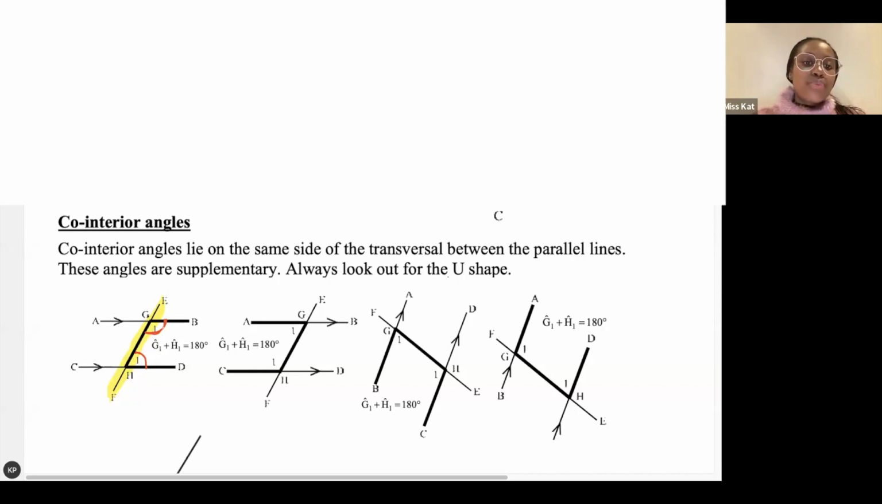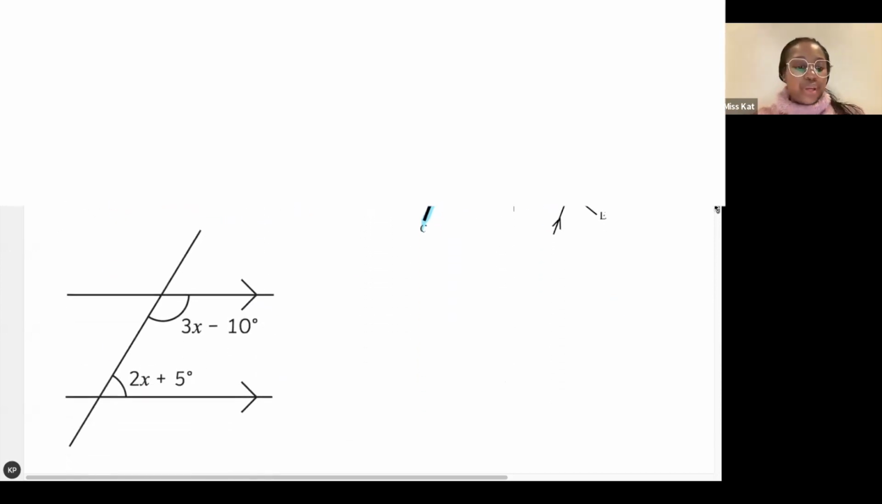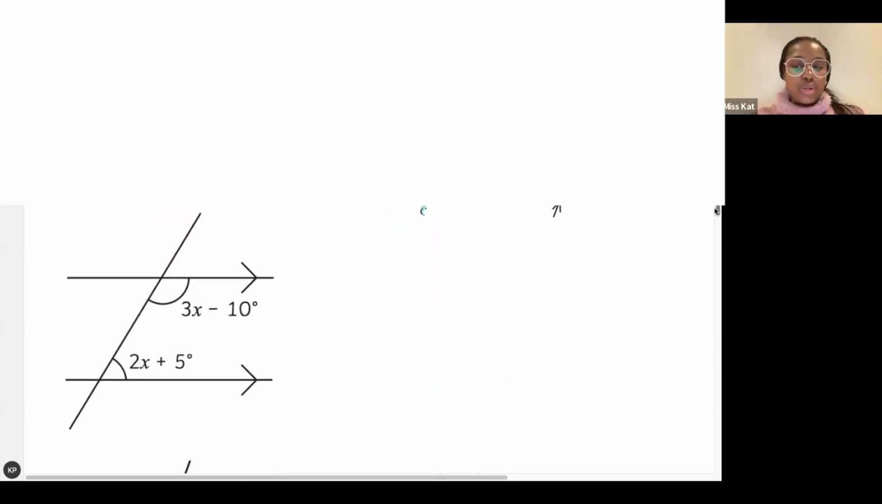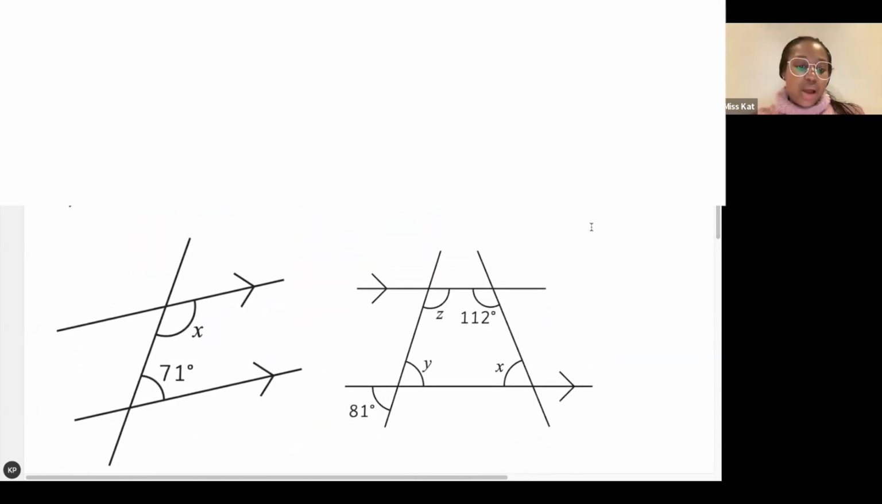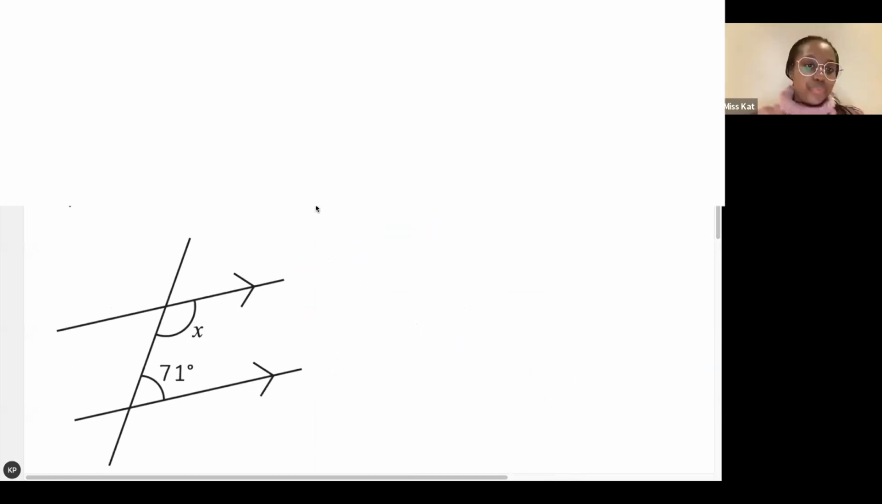And to help you, always look for the U shape. Look there. Might be on its side, but it's a U. This one is facing down. This one is sort of up, but you don't know what's going on. Okay, so you look for the U and those angles will add up to 180 degrees. Now, let us put what we learned into practice. I want us to start with this one.